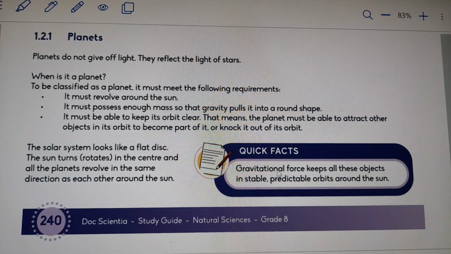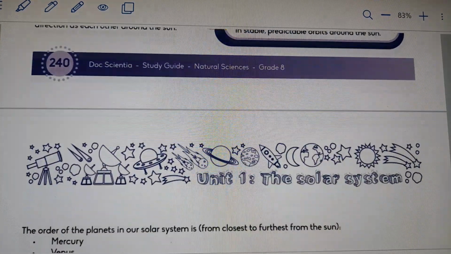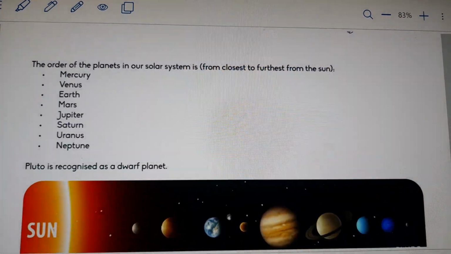On the quick facts, we've had something about gravity. They say gravitational force keeps all these objects stable. As they are around the sun, they are kept by the gravitational force. So this gravitational force keeps these objects in stable, predictable orbits around the sun. So let's see this further so that we can understand.